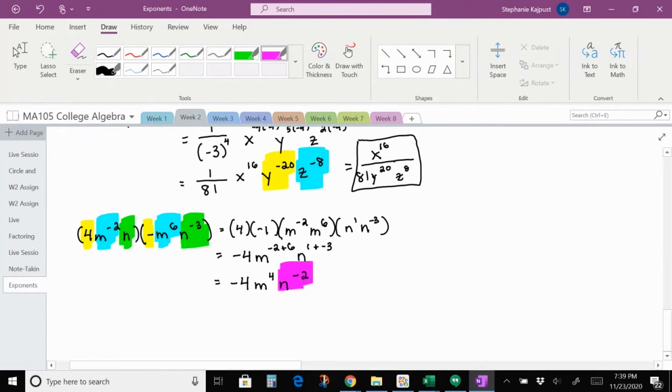And now we have this negative exponent, and we want to make it a positive exponent for our final answer. So that's going to give us a fraction, because right now it's not in a fraction, so it's going to be in the denominator. And the negative 4 and the m to the 4th are not moving, so those become the top of the fraction. And then n squared is in the denominator, because the exponent now becomes positive.